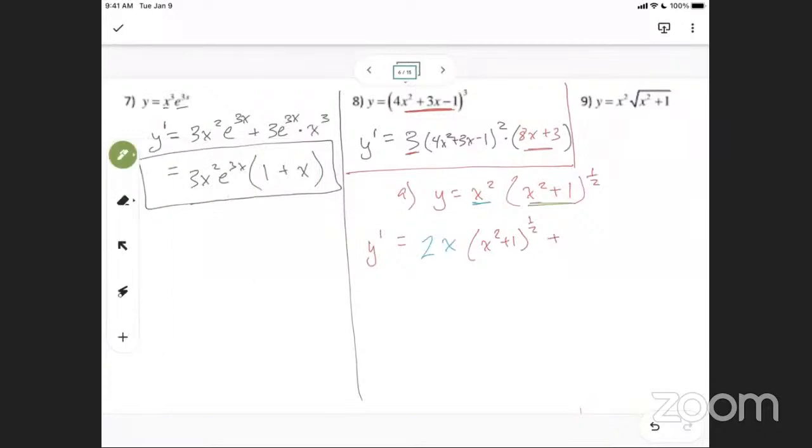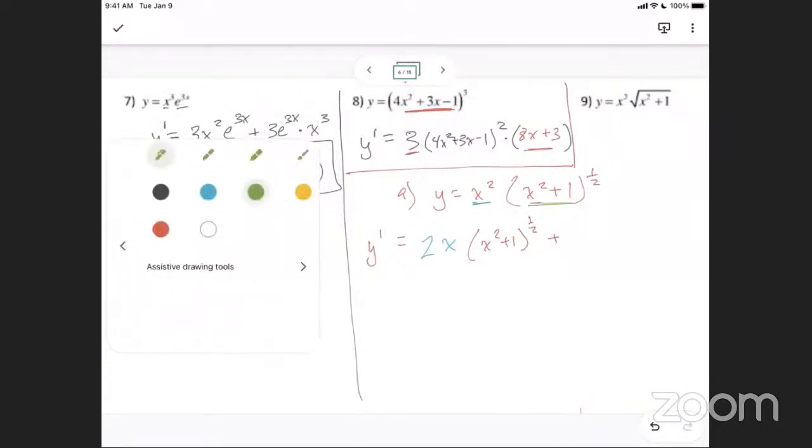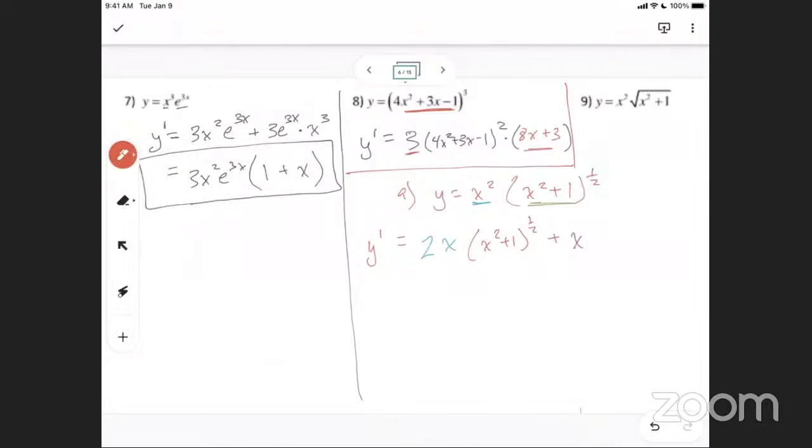And then what do I do? Plus x squared. Do you do the same thing that I did for 8 basically? Well, this is going to be a chain rule thing, right? Okay. So what's the outer function?